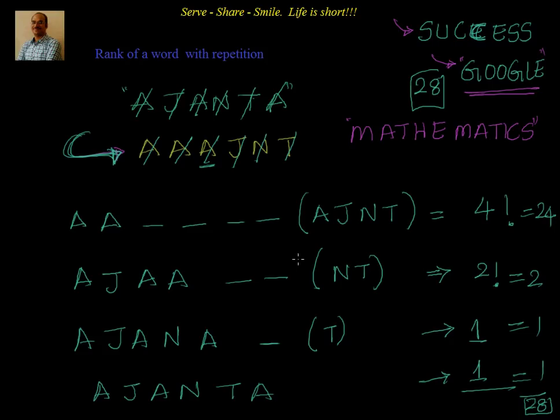So we have taken now the example of Ajanta, all the letters which are there in Ajanta, and tried to find out the rank of the word if written in a dictionary using only the letters A, J, N and T. What will be the rank of the words Ajanta and Janata? We found them to be 28 and 68 respectively. So I hope you understood that little bit.